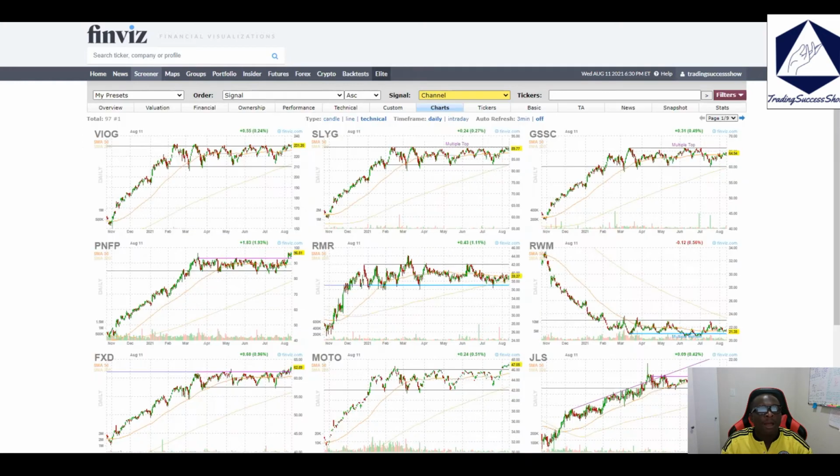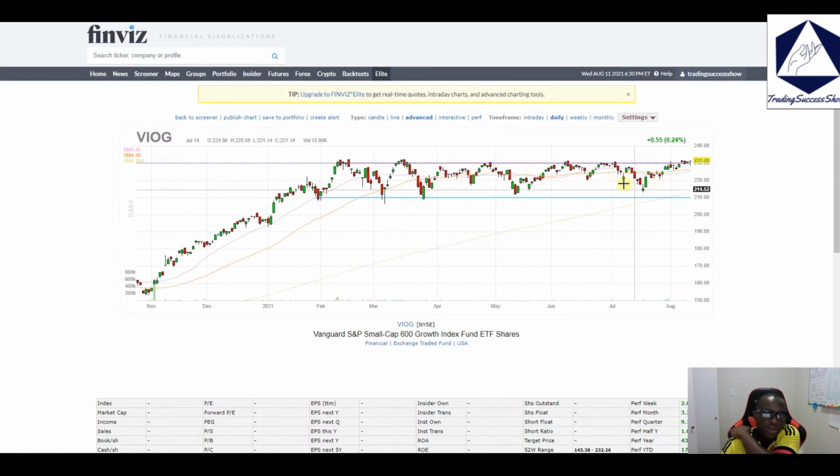Okay, so now let's look into more charts and pretty much figure out how and what they've been doing for the past couple of days, months, weeks, and so on. Let's take for example this VIOG. If you take a look at this VIOG, you will notice that it is an ETF, right? But I will be going through different chart patterns just to show you what it looks like.